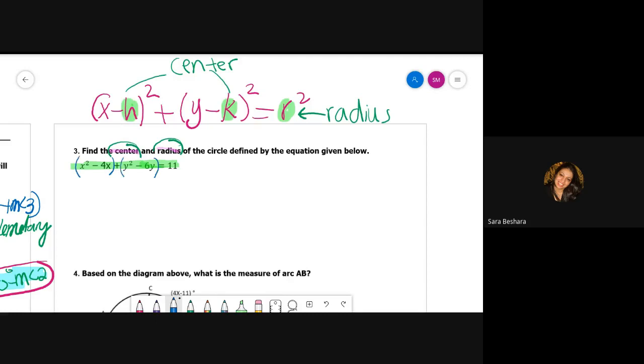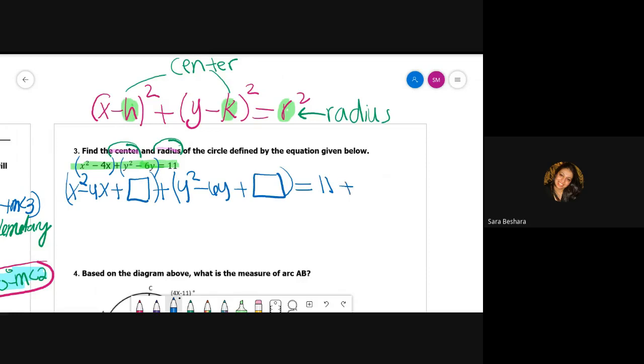We will rewrite the x and the y, leaving space. So it's going to be x squared minus 4x plus nothing. That's our magic number. We have to keep the space. Now we're going to group the y and do the same thing. Y squared minus 6y plus a space for your magic number, equal to 11. Remember, we added 2 free spaces on the left side of the equation. We must add 2 free spaces on the right side as well. What you do to the left, you do to the right to keep the equation balanced all the time.